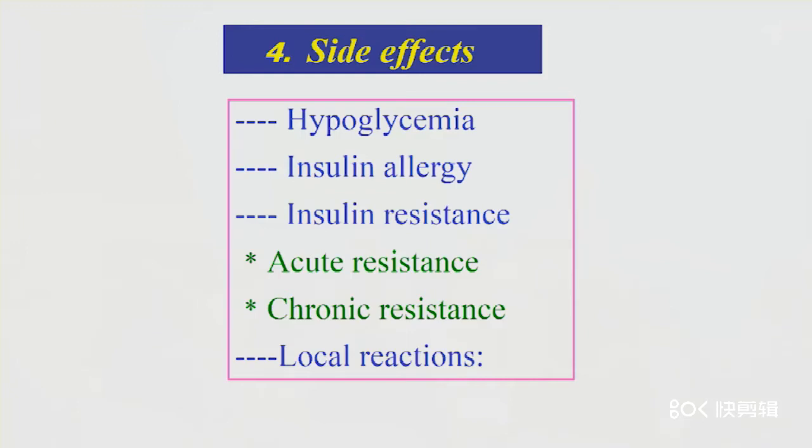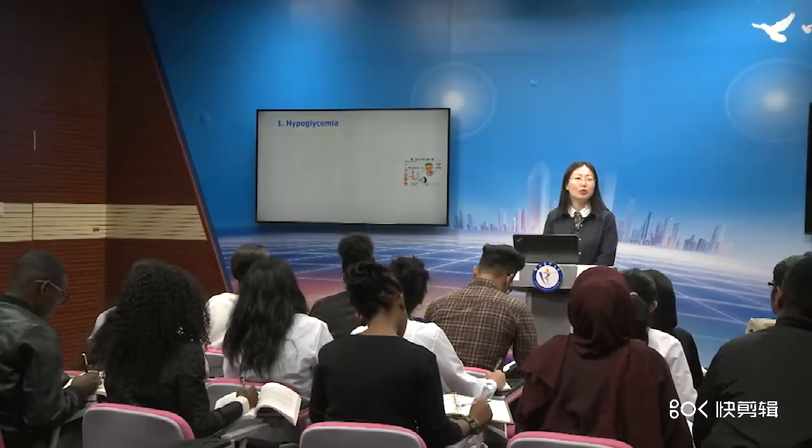Diabetic mellitus patients who use insulin will have these adverse reactions. The first one, hypoglycemia. Second one, insulin allergic reaction. And the third one, a very difficult problem: we still don't know how to treat insulin resistance. Insulin resistance also includes acute resistance and chronic resistance. The last adverse reaction of insulin is the local reaction, lipohypertrophy. So let's study them one by one.